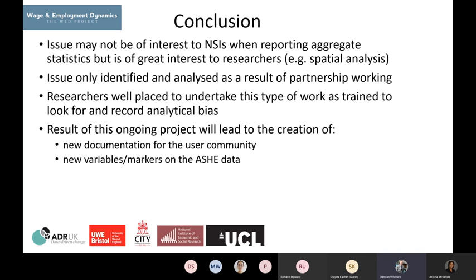Obviously, researchers are well placed to do this type of work. They're trained for it. It's important to the type of analysis that they're doing, and particularly in this project, when we had funding for it, it really allowed us to draw this out. And what we will get out of this, of course, is this issue, which I don't think has been identified before, will now be documented.